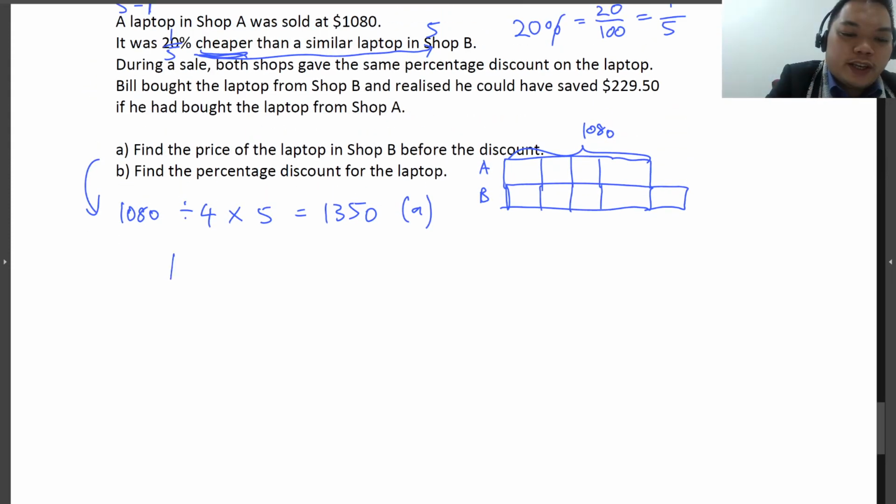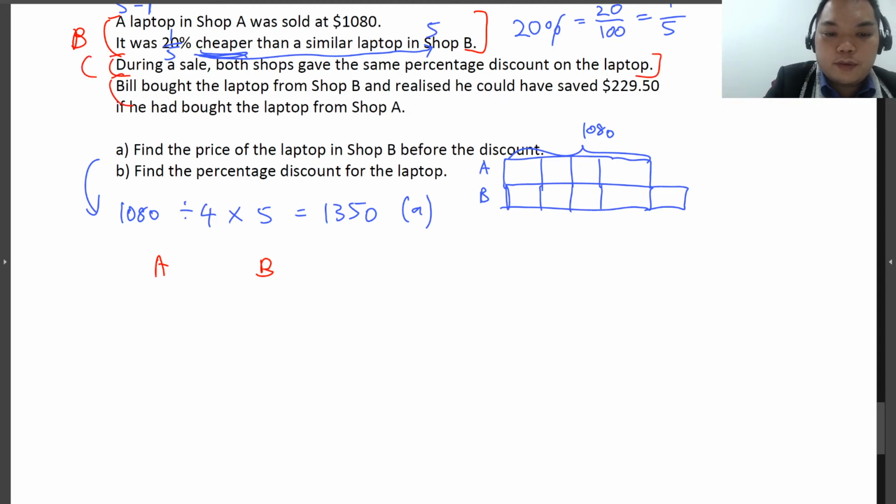So now between A and B. Okay, let's look at what happened along the way. Okay, so this was the before. There's a change over here. Now you have an after result.